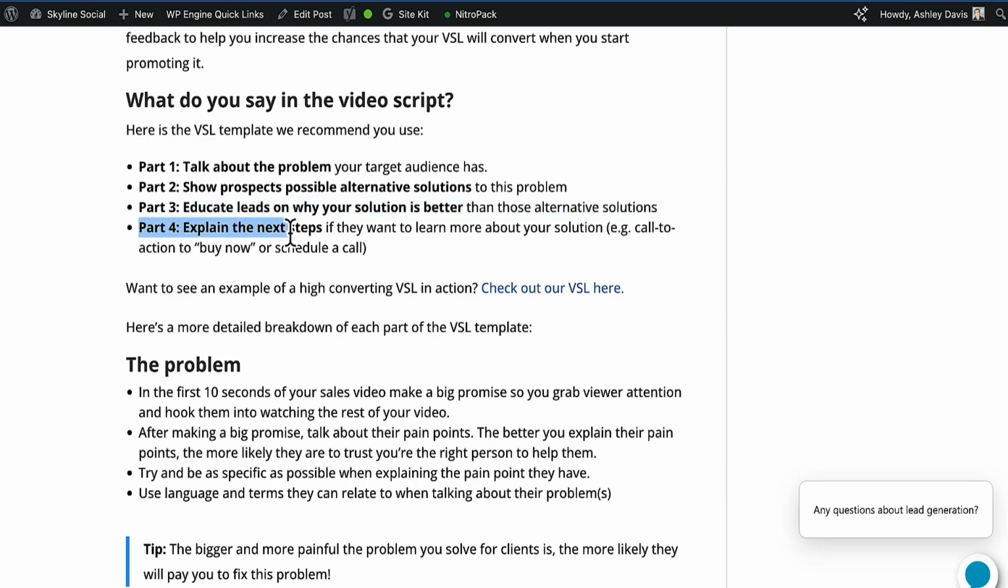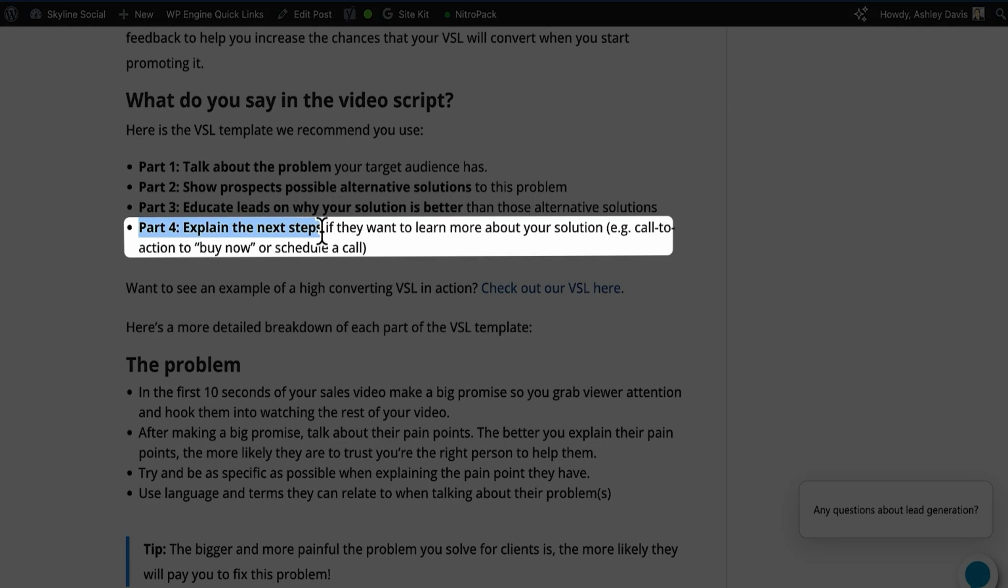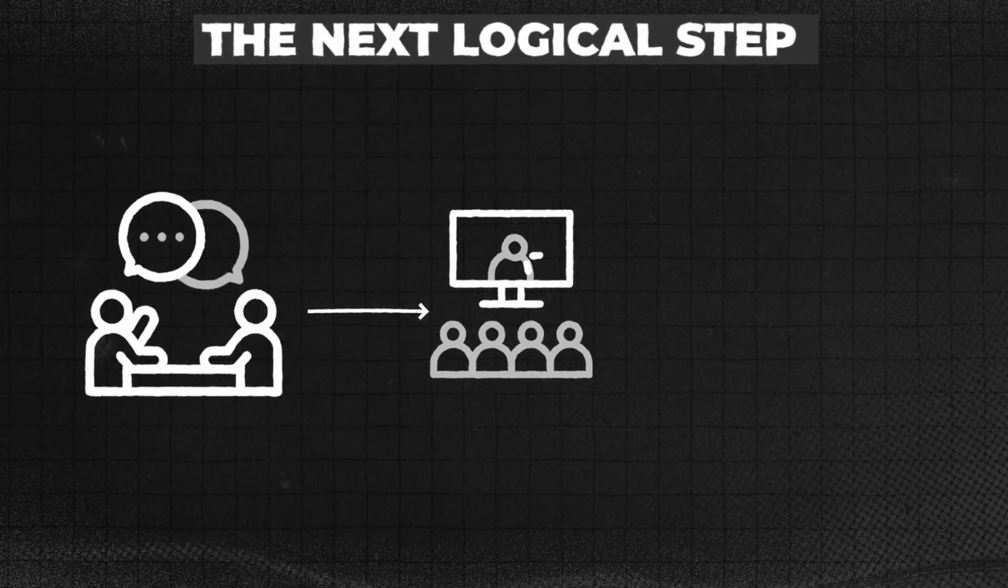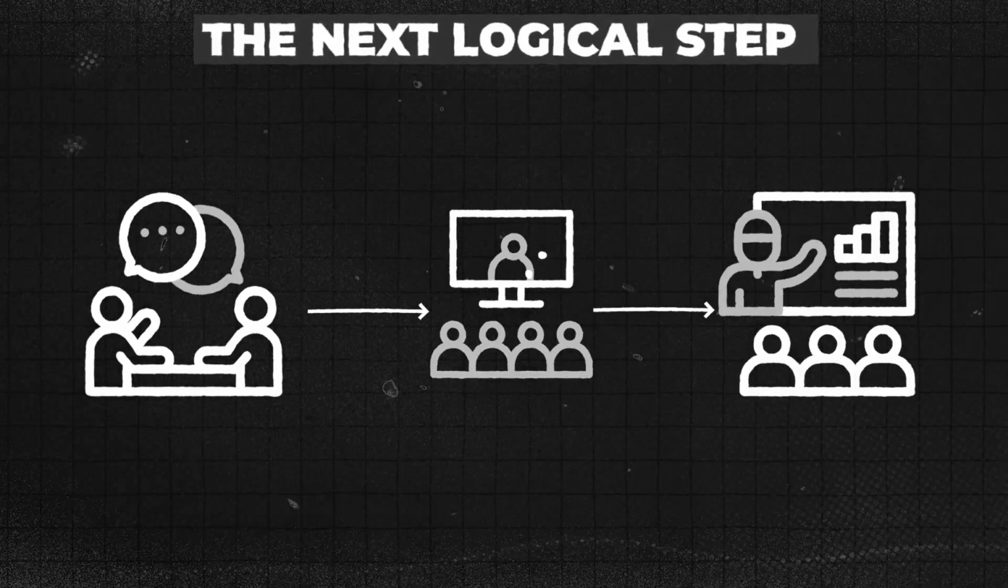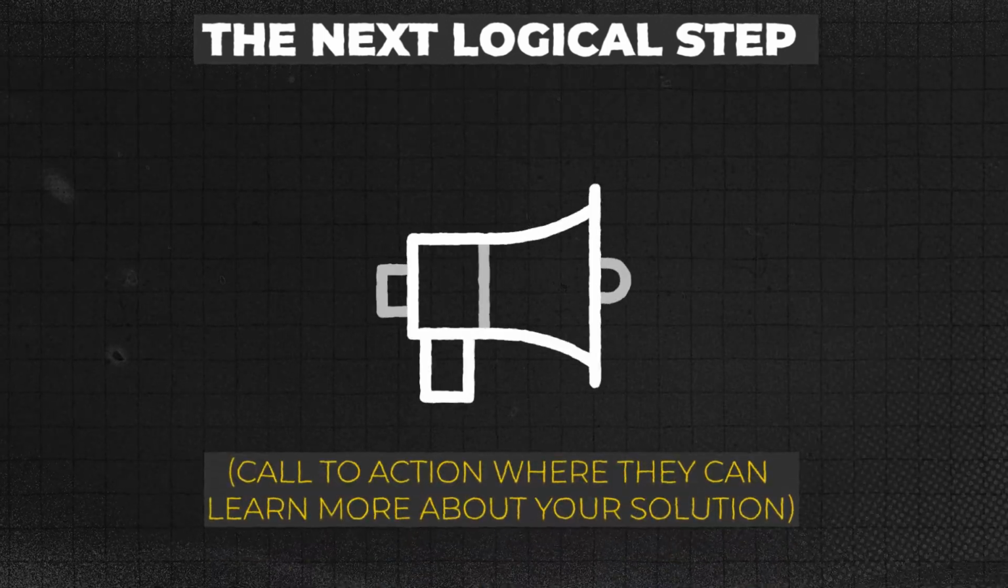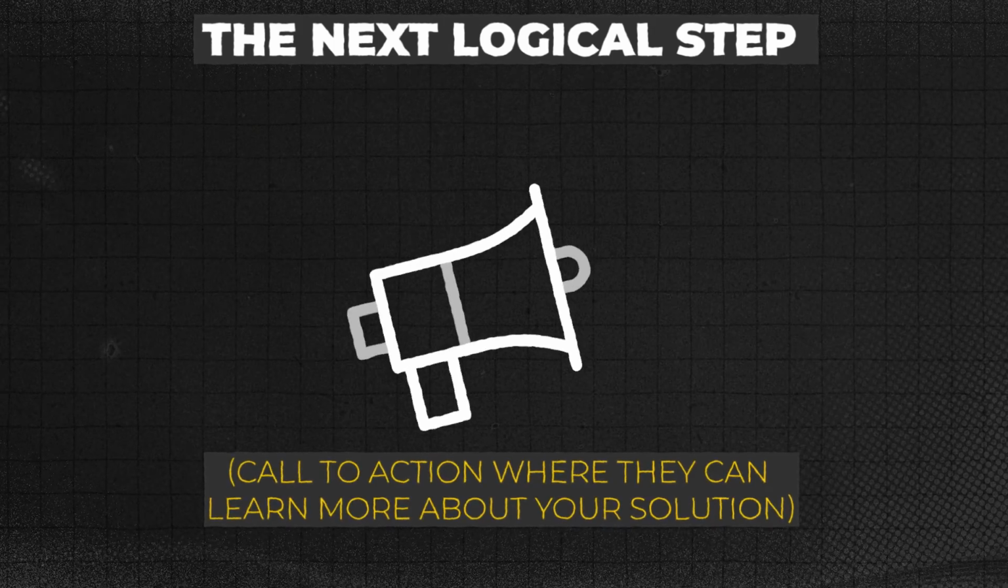And then part 4 would just be explaining the next step. So now that we've explained what is the problem, what are alternative solutions to that problem, and then why is your solution better than those alternative solutions, the next logical step is to have some sort of call to action where they can learn more about your solution.